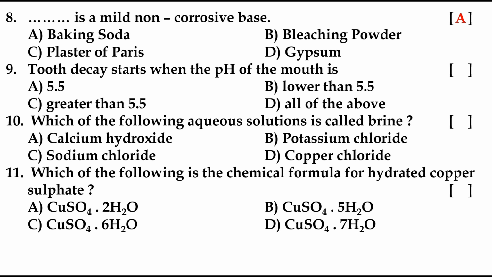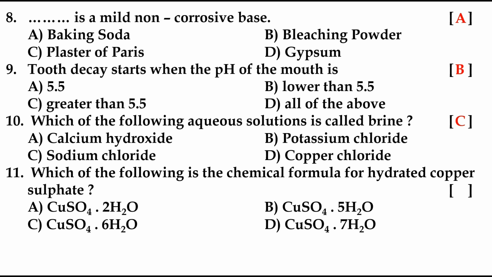Ninth bit, tooth decay starts when the pH of the mouth is dash. A. 5.5, B. Lower than 5.5, C. Greater than 5.5, D. All of the above. Answer is option B, lower than 5.5. 10th one, which of the following aqueous solutions is called brine? A. Calcium hydroxide, B. Potassium chloride, C. Sodium chloride, D. Copper chloride. Answer is option C, sodium chloride.